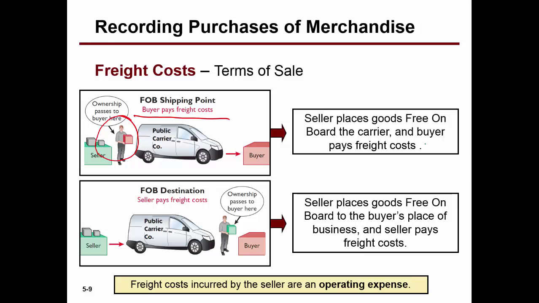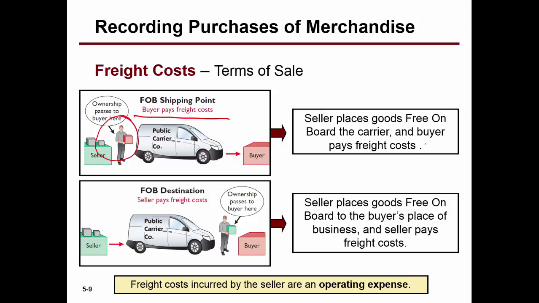How about the seller in that situation, free on board shipping point? Did they have a sale as soon as it got on the truck? They had a sale as soon as it got on the truck, because if it blows up on the way, we're the ones that are going to suffer the loss, not the seller, right? So the seller would debit accounts receivable, credit sales, debit cost of goods sold, credit inventory on December 27th, even though the stuff doesn't show up until January 2nd, whatever, right? That's free on board shipping point. We pay the freight. Okay?